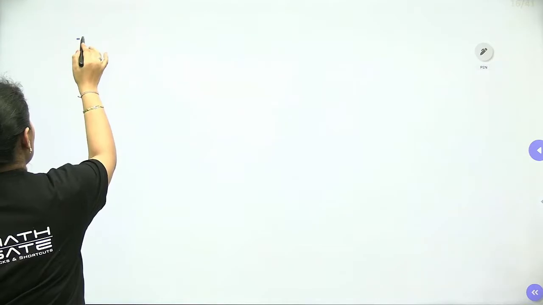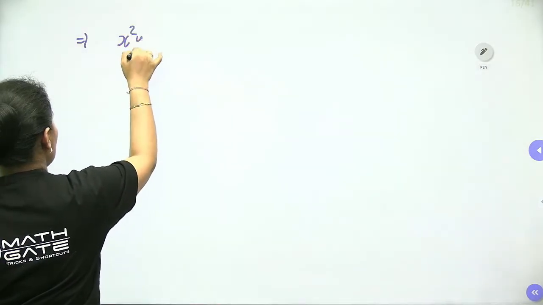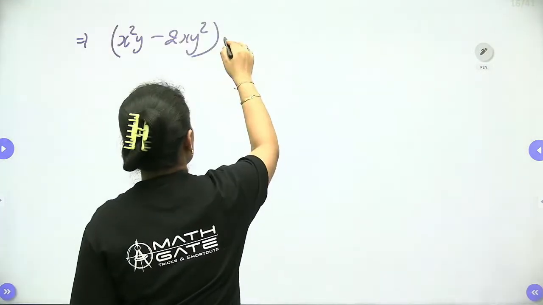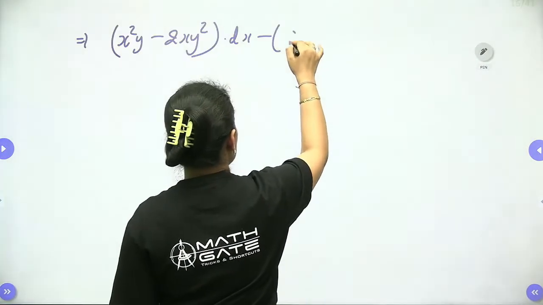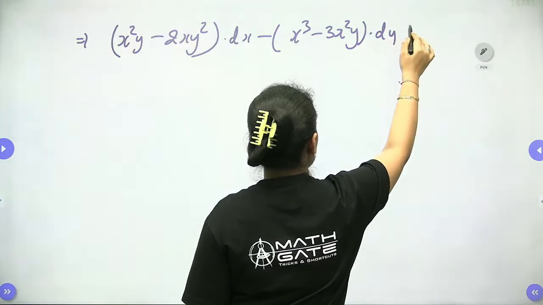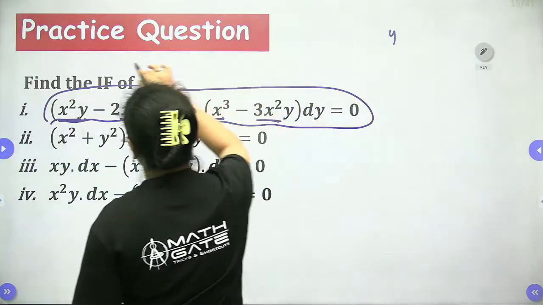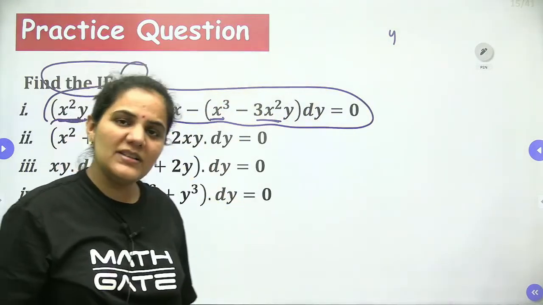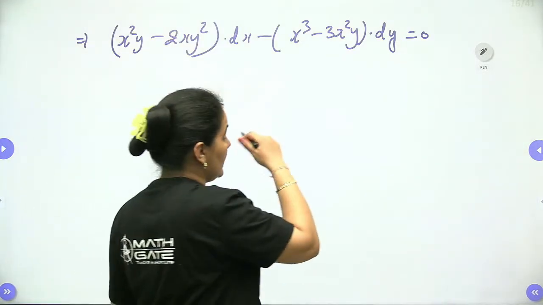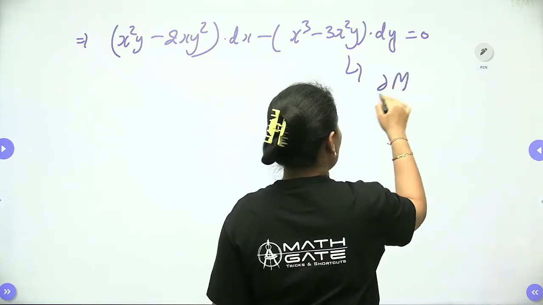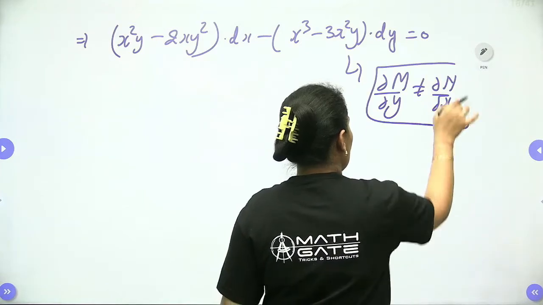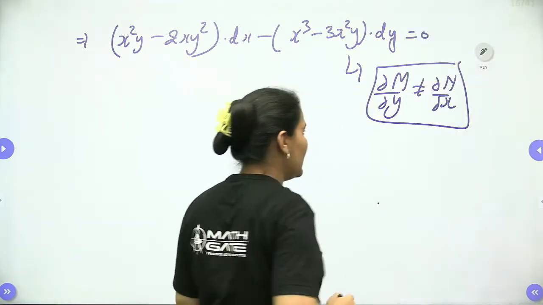So let's approach the given equation. It is (x square y minus 2x y square) dx minus (x cube minus 3x square y) dy equals 0. As we know very well, we have to find the integrating factor here. It is clearly seen that it should be non-exact, so there is no need of checking whether del M by del y is not equal to del N by del x. So we can easily approach the integrating factor.